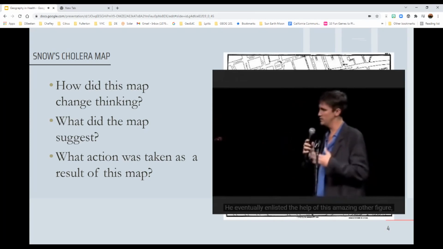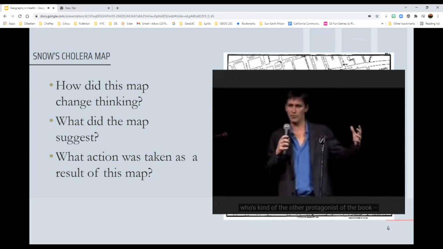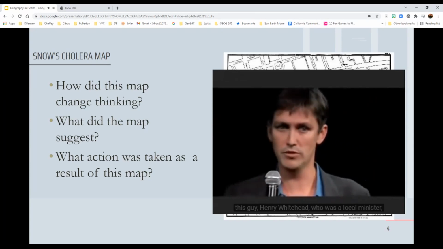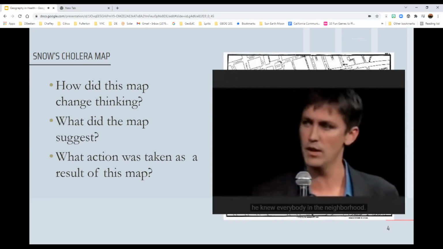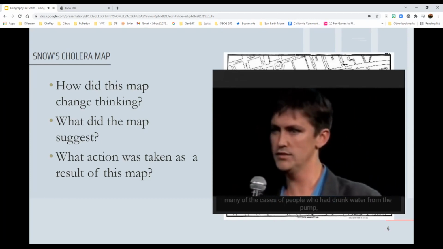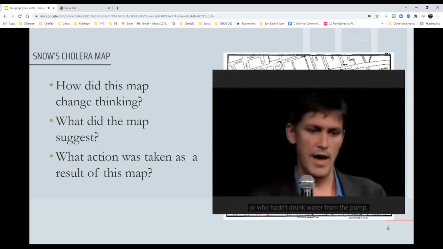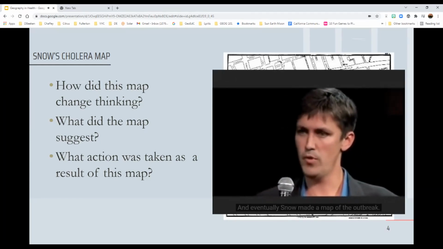He eventually enlisted the help of this amazing other figure who's the other protagonist of the book, this guy Henry Whitehead, who was a local minister, who was not at all a man of science, but was incredibly socially connected. He knew everybody in the neighborhood. And he managed to track down, Whitehead did, many of the cases of people who had drunk water from the pump or who hadn't drunk water from the pump. And eventually Snow made a map of the outbreak.